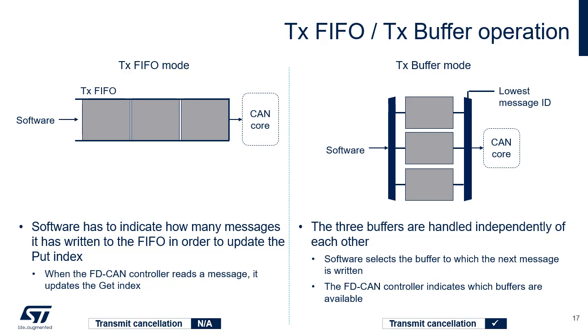The FDCAN controller also supports transmit cancellation. To cancel a requested transmission from a TXQ buffer, the software must write a 1 to the corresponding bit in the TXBCR register. Note that transmit cancellation is not applicable in TX FIFO mode.